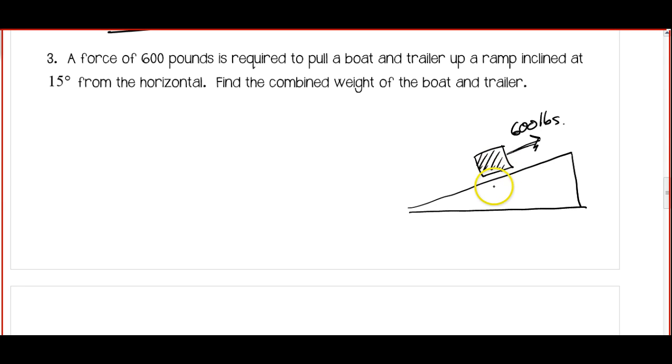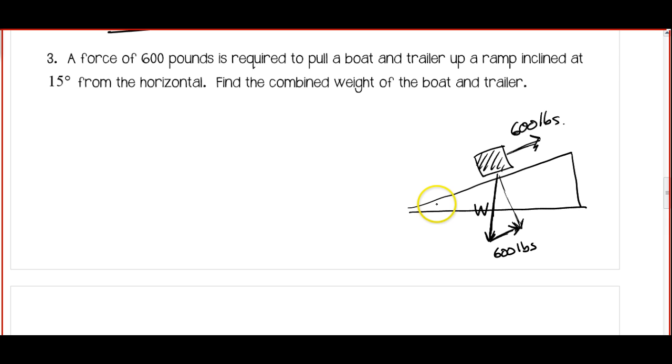So we have a couple of forces acting on this box. The first force is the force of gravity. I'm going to call this W for the weight. Alright, so basically what we want to do is find this force of gravity, which is equal to the weight of the boat and the trailer. Then we have a friction force that acts perpendicular to the incline. Alright, and then lastly, we've got that 600 pound force, which is holding the trailer and the boat in place. Alright, so we've got these three forces.